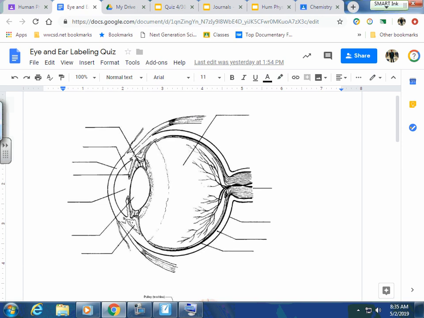Number 1 on your sheet is ciliary body. And on this diagram, they don't really have it labeled. I guess this kind of looks like ciliary body down at the bottom. I don't like the way it's diagrammed, though, so let's not do that on the quiz tomorrow.